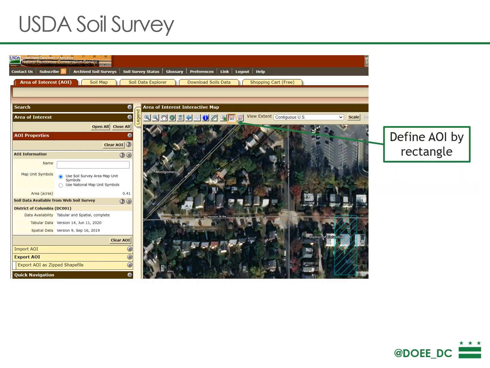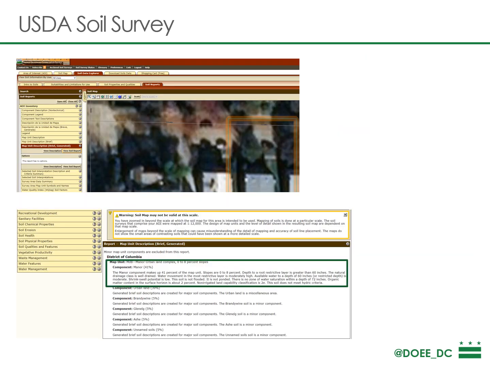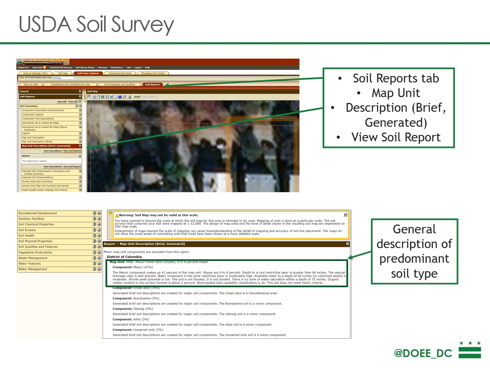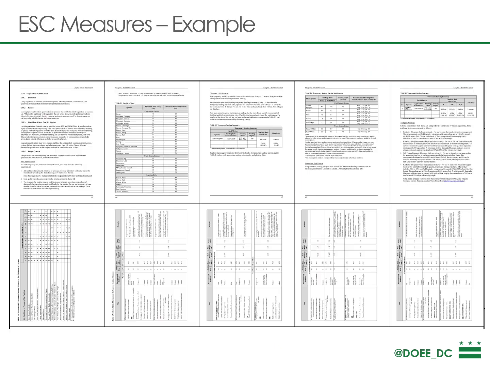You go up to this Area of Interest tab on the top and define an area of interest by rectangle or however you want to do it, and get this little rectangle around the project site. You then go over to the Soil Reports tab and view the soil report. So you can see that there is a general description of the predominant soil type shown there. And that is the predominant soil type that you would then put on your plans. You can also get that information from the SGS.